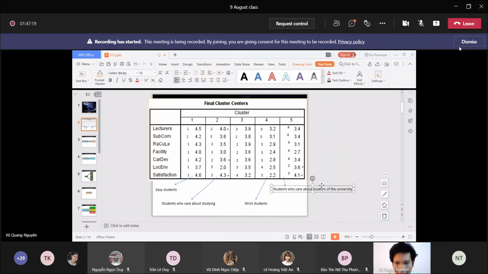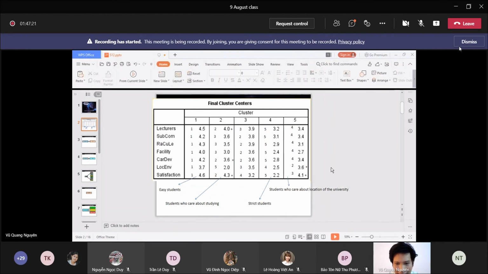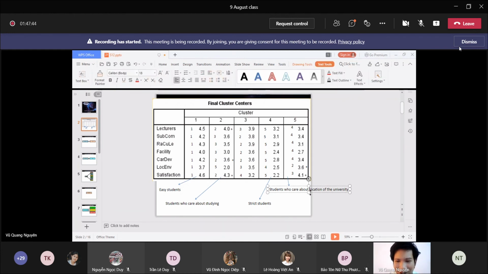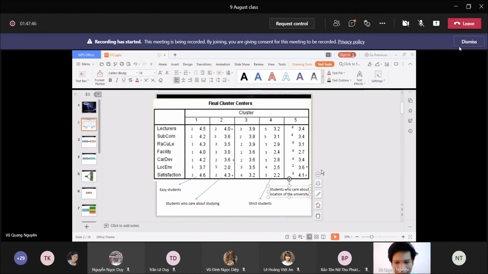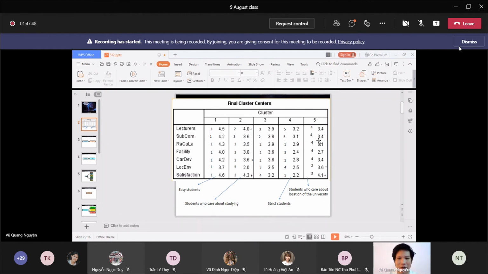So if we target them, we target the cluster 5, then we do not need to improve lecturers or subject complexity or facility or whatever. We just try to make the location of the university better for them, and the environment around the university good, so we will attract them. See, those are people in cluster 5.